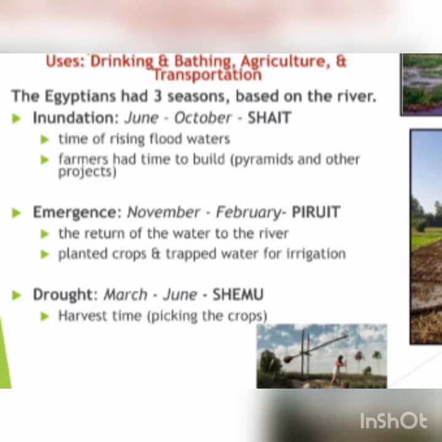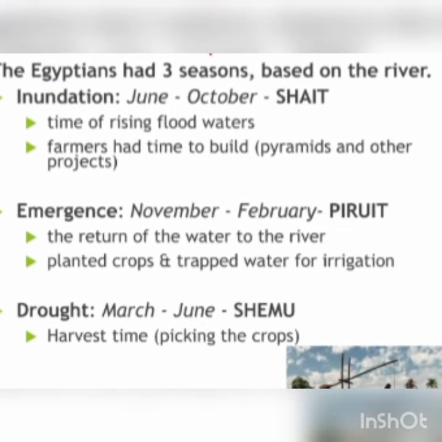And the next season is the emergence, from November to February, and the return of the water to the river, and during that time they planted crops and trapped water for irrigation. So they made some banks or something else to store the water, and that was used for irrigation purposes.